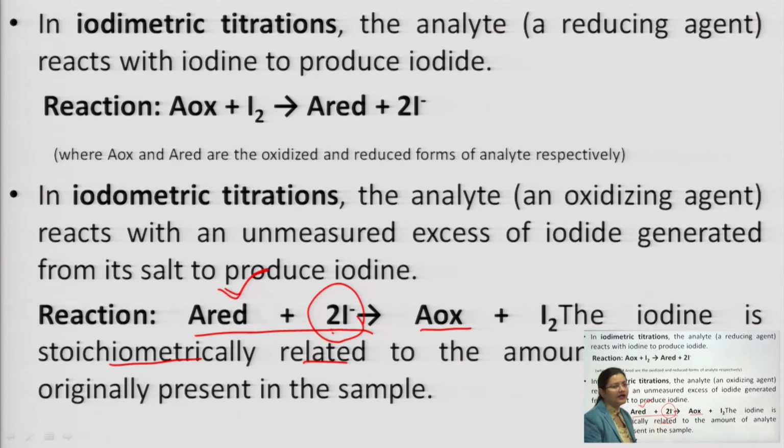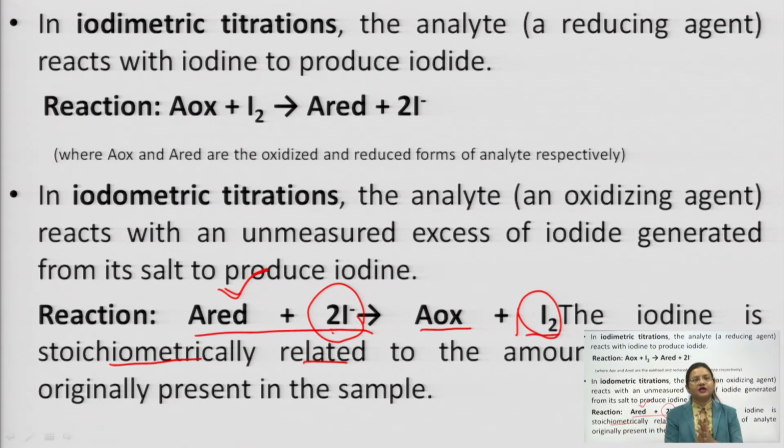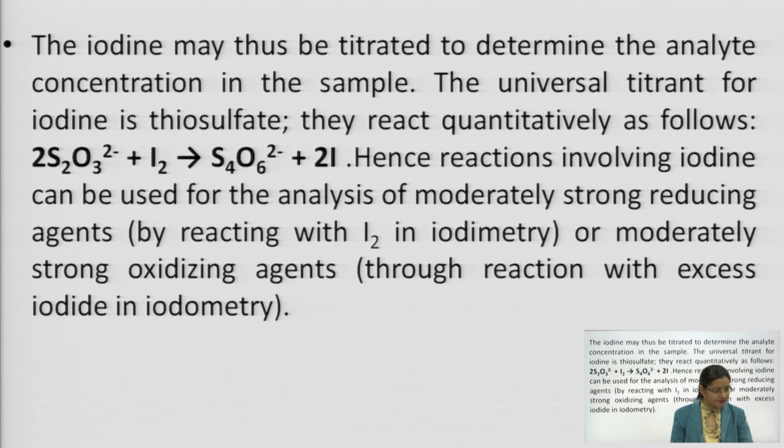You can use any of the salts of iodine which is capable of undergoing a redox reaction, such as iodide ion, iodate ion. These ions, now reacting with the analyte, get converted into I2, iodine. Iodine is liberated stoichiometrically, in an amount equivalent to the sample originally present in the analyte. The iodine may thus be titrated to determine the analyte concentration in the sample.